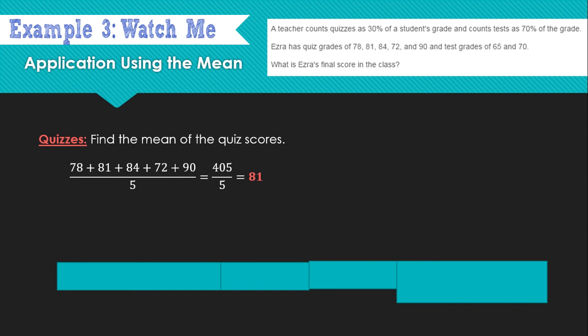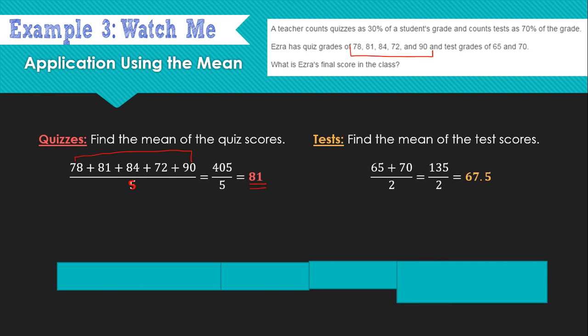All right, so the quizzes. We find the mean of the quizzes. To find the mean, we add up all of our quiz data. So that comes right here from the problem. These are those same 5 numbers. And notice we divide by 5 because there are 5 quizzes. When I do that, I get an average of 81 for the quizzes.